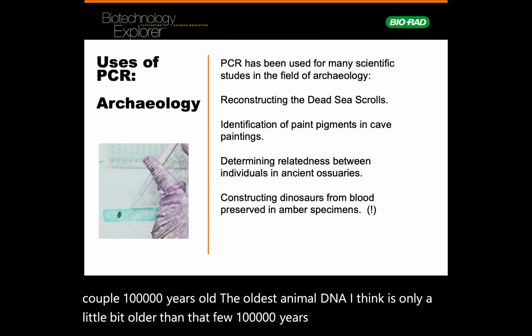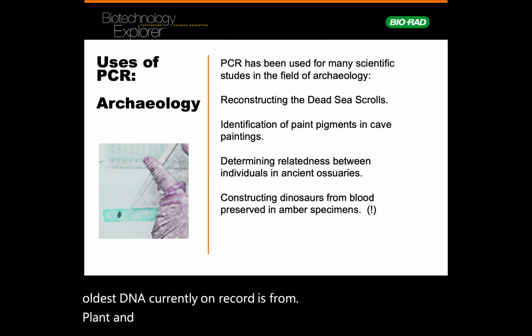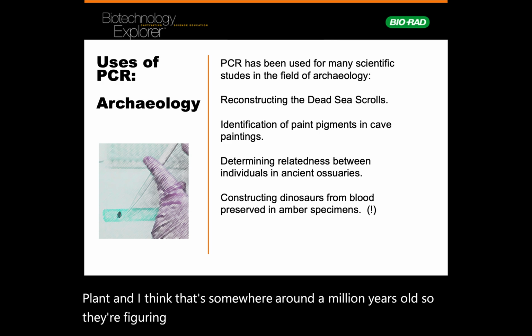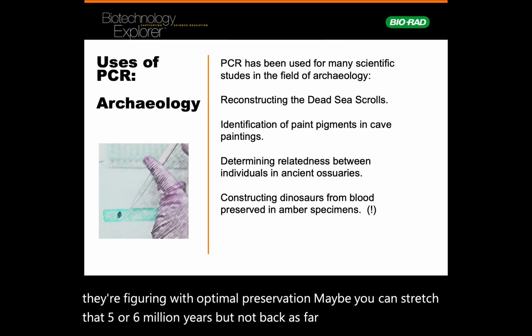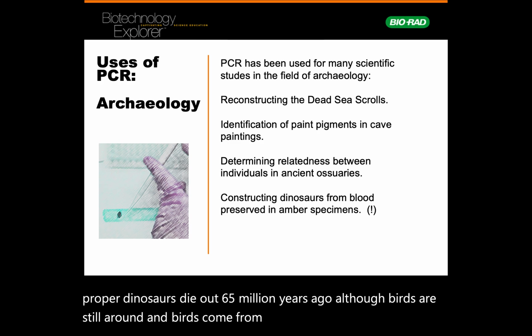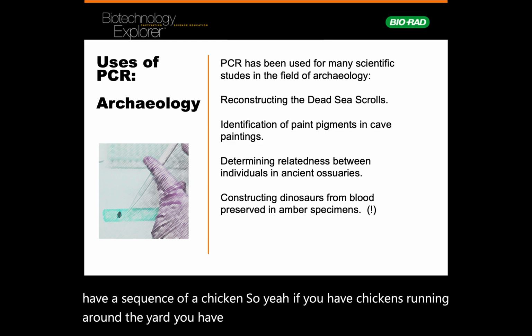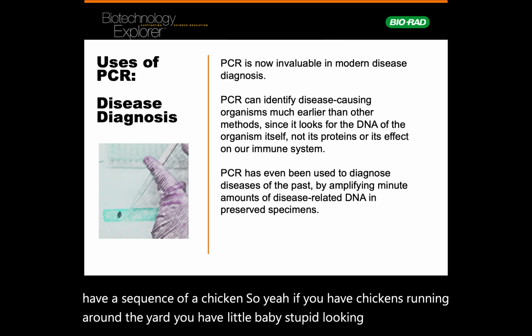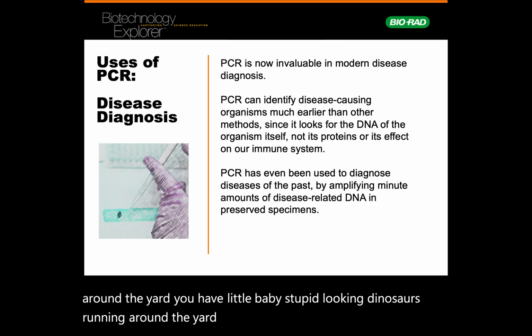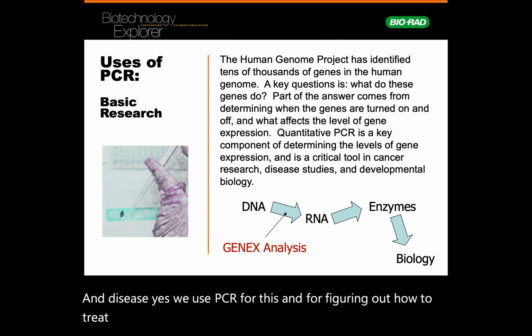And I think the oldest DNA currently on record is from a plant, somewhere around 1 million years old. So they're figuring with optimal preservation, maybe you could stretch that to 5 or 6 million years, but not back as far as dinosaurs. The proper dinosaurs died out 65 million years ago. Although birds are still around, and birds come from within the dinosaur tree. And we have a sequence of chickens. So, yeah, if you have chickens running around your yards, you have little baby, stupid-looking dinosaurs running around your yard. Fantastic. And disease. Yes, we use PCR for this and for figuring out how to treat it and for all kinds of other wonderful things.